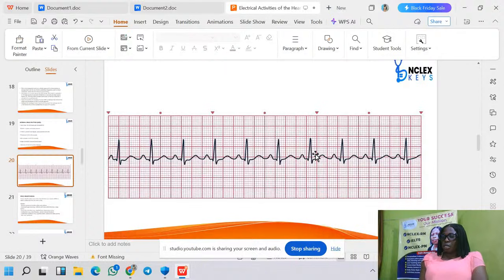This is not even up to 30 seconds. How many large boxes are you seeing there? Do you mean that the large boxes are up to 30 seconds? Could you count again, ma? They are 24. So this cannot be used. It's not up to a 6-second strip. It can't be used. Do you see why you should count how many boxes you have first?